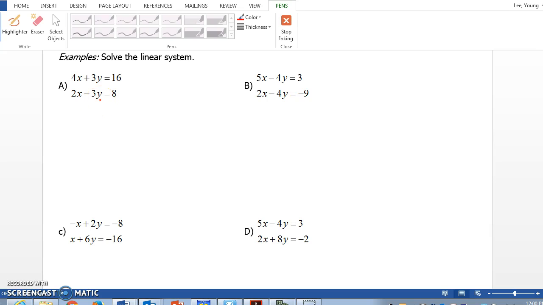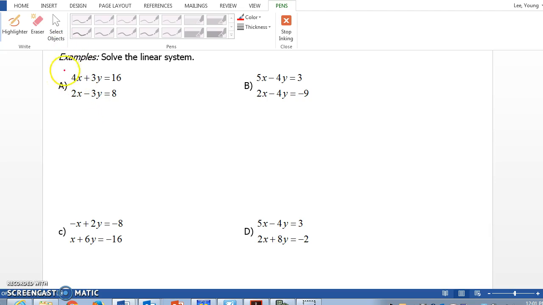It says multiply one or both equations to obtain opposite coefficients. What are opposite numbers? Like for example, 5 and negative 5, 10 and negative 10, those are opposite numbers. So if you look at this equation, guys, we see the opposite numbers. 4 and 2 are not opposite, but 3 and negative 3, they are opposite.